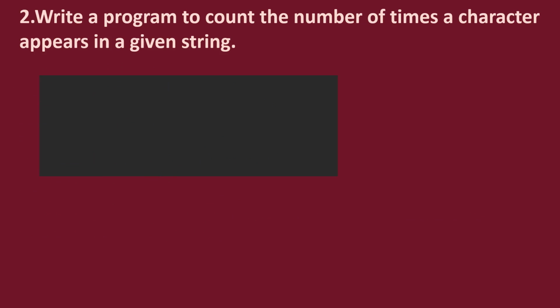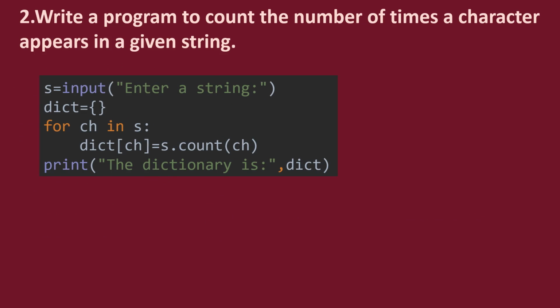Now write a program to count the number of times a character appears in a given string, and we will store it in a dictionary form. That means the user has to enter a string. Then there is a dictionary variable dict, let's say. Now each character will be checked in the string. Then the number of times that character is present in the string will be the value of this dictionary. And the key is the character in the string.